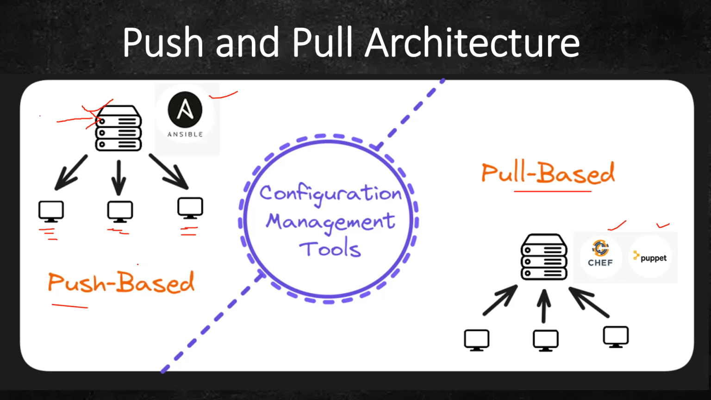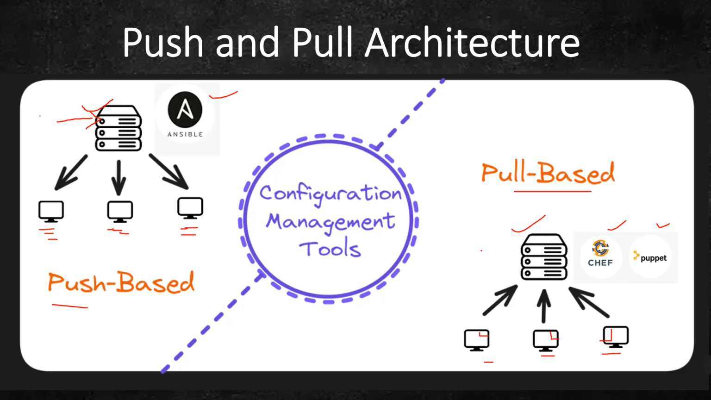But pull architecture means, you can see this is our node machine and this is our master machine of Chef and Puppet. In every node machine there is an agent, and every second the agent goes to the master machine and checks whether there is any update. If there is any update on the master machine, then it takes that update and executes it on its system.